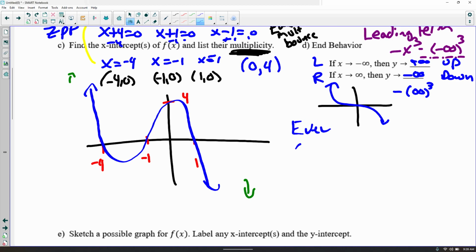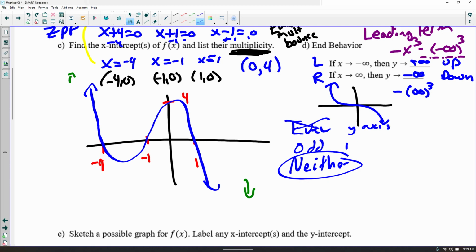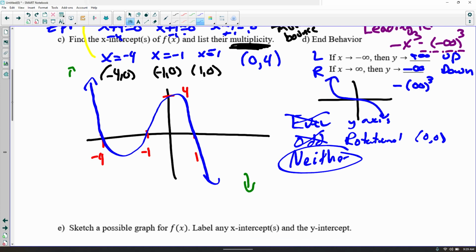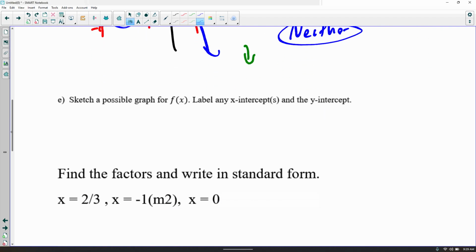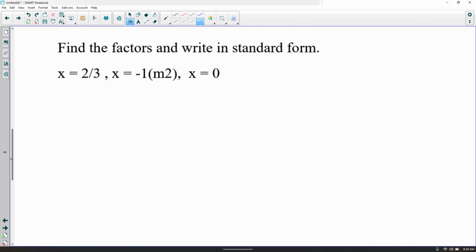Even, odd, or neither? It's a neither. Just so you guys know, when we're dealing with polynomials, there's more neither than there are anything with symmetry. Okay, so there's no symmetry here. Remember, that's y-axis symmetry for even, and this is rotational symmetry for odd. It means it's got to go through 0, 0, so it's not doing that. Going down here.